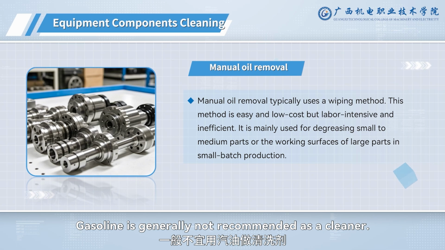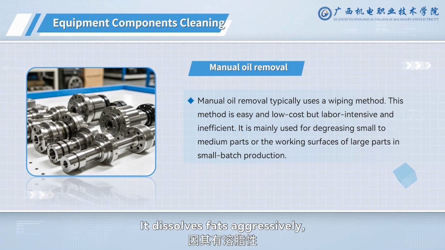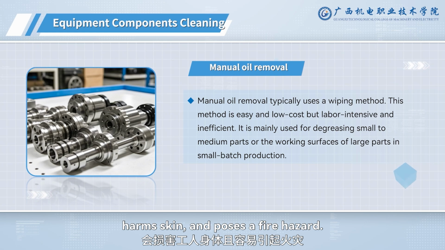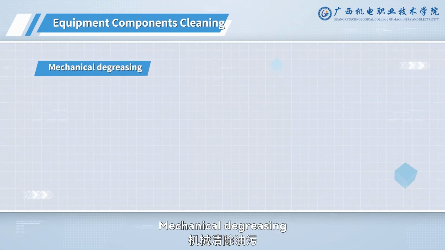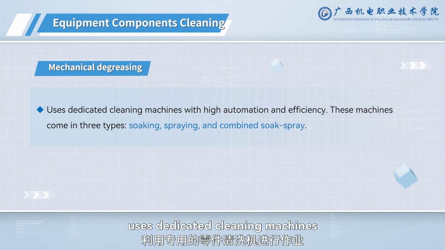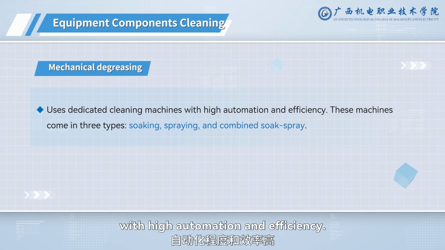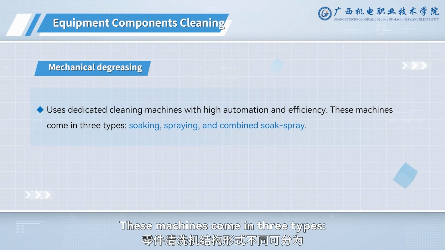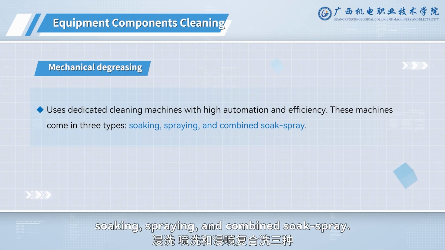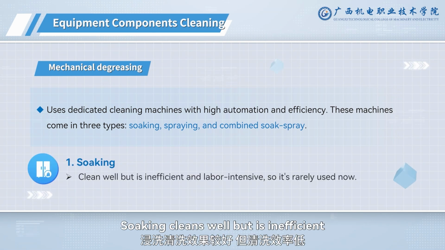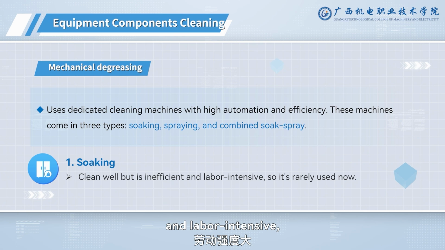Gasoline is generally not recommended as a cleaner. It dissolves fats aggressively, harms skin, and poses a fire hazard. Mechanical degreasing uses dedicated cleaning machines with high automation and efficiency. These machines come in 3 types: soaking, spraying, and combined soak spray. Soaking cleans well, but is inefficient and labor-intensive, so it's rarely used now.